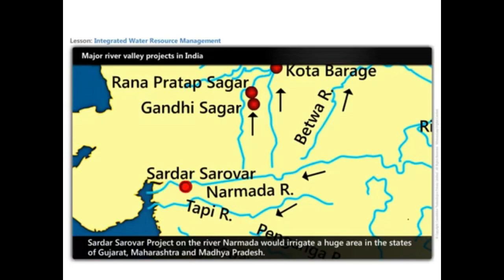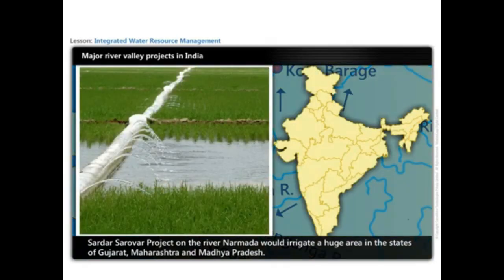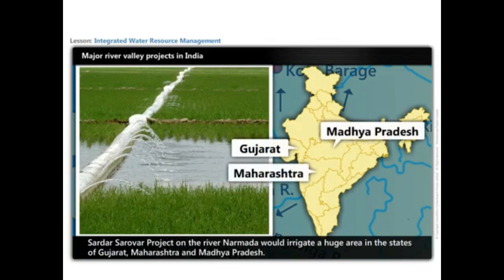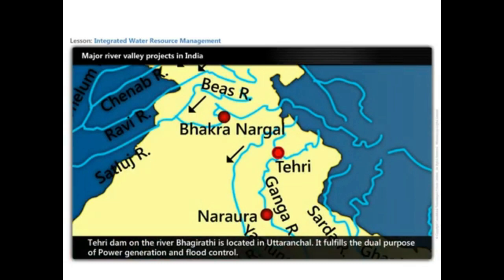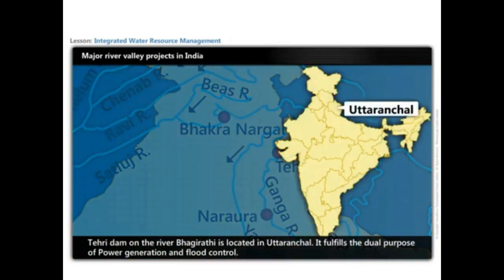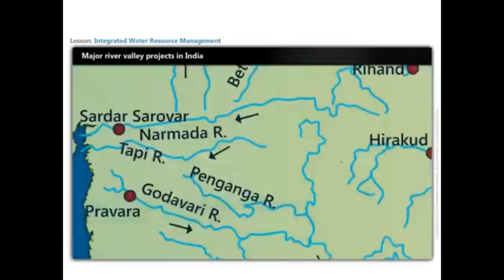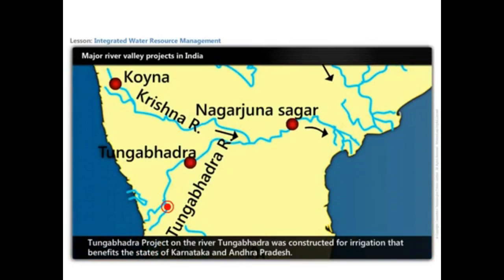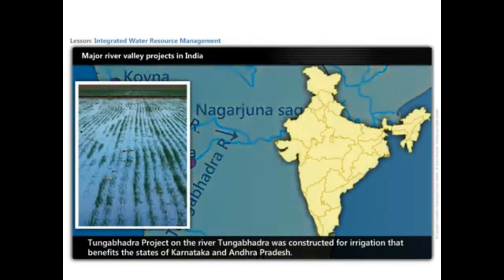Sardar Sarovar project on the river Narmada would irrigate a huge area in the states of Gujarat, Maharashtra and Madhya Pradesh. Tehri Dam on the river Bhagirathi is located in Uttaranchal. It fulfills the dual purpose of power generation and flood control. Tungabhadra project on the river Tungabhadra was constructed for irrigation that benefits the states of Karnataka and Andhra Pradesh.